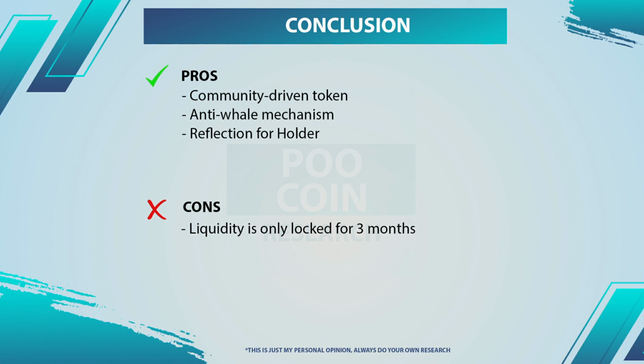Alright. My conclusion. There are three pros and one con to this project. The pros: community-driven token, anti-whale mechanism, and there are rewards for holders. And the con: maybe this is a big mistake, liquidity is only locked for less than 3 months. I hope that in the second phase of the lockdown, which will end in 19 days, it should be locked for at least 1 year. That is my personal analysis of the Kiku Inu token.